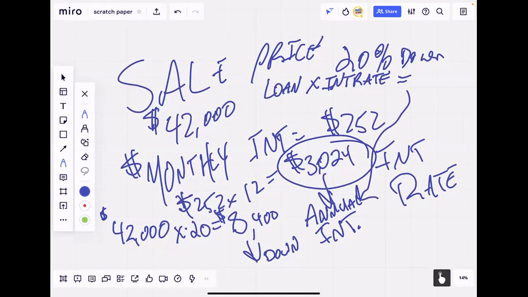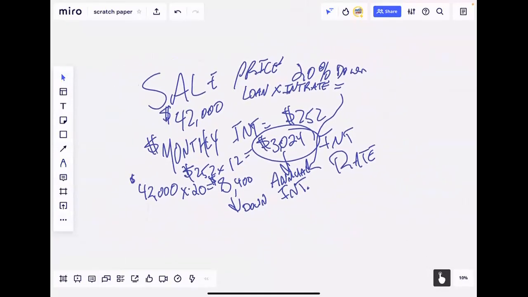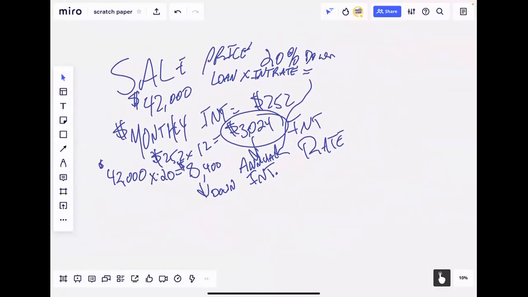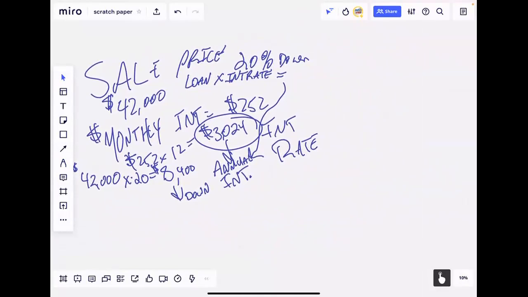let's do this. What do you think we're missing in this? What information are we missing? We found the annual interest, we found the down payment, but what we need to find is the interest rate. Oh, we don't have the loan amount. No. So what is the loan amount? How will we figure that out?